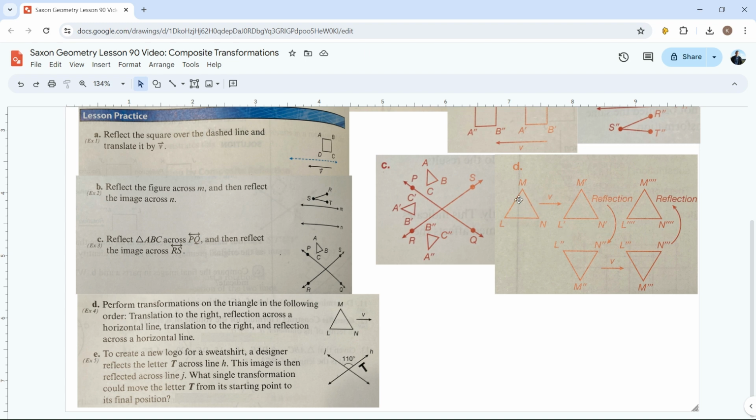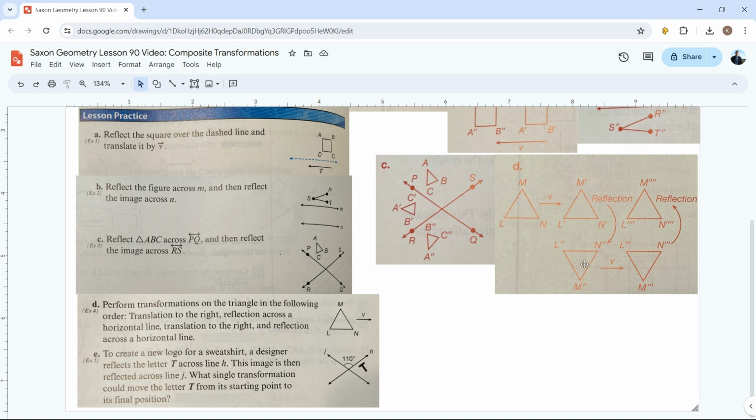We translate over to the right by vector v. Now, I'm just going to say criticism, criticism, criticism. This was moved way further than vector v. Here's a picture of vector v, right? Look how far L moved compared to that vector. Somebody didn't use a ruler. So I'm going to call Saxon Math on this one and say that they should have done a better job. But anyway, we translate to the right, reflect downward.